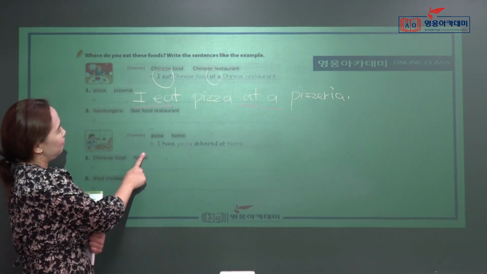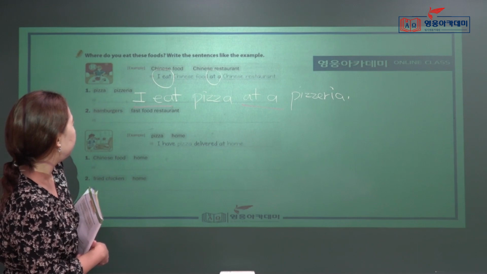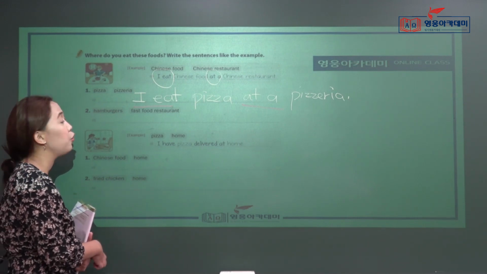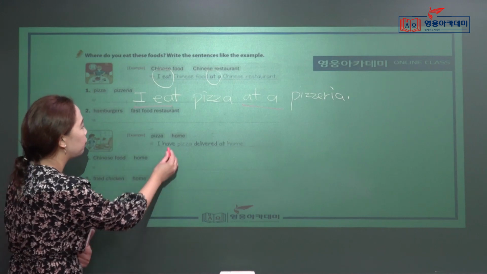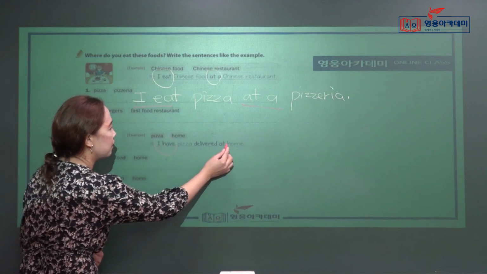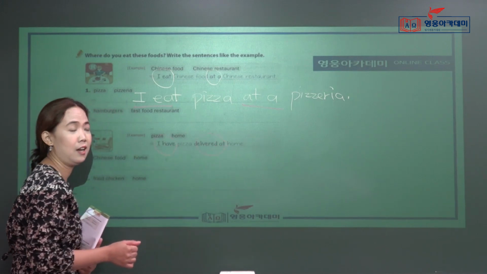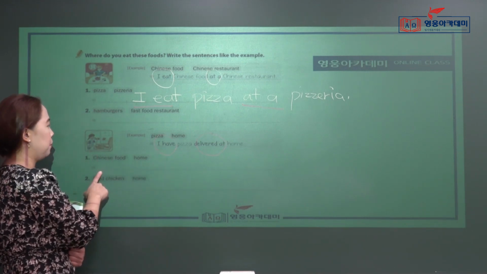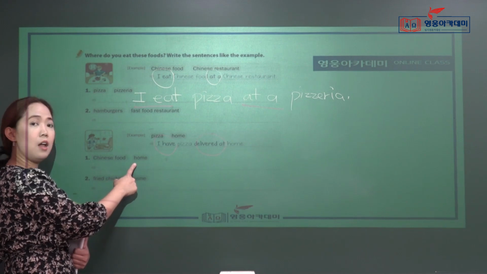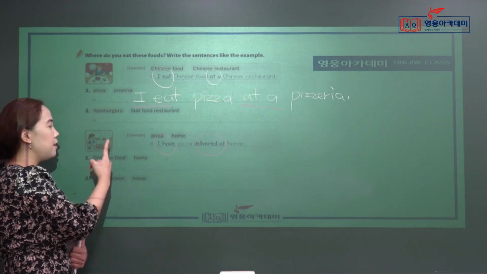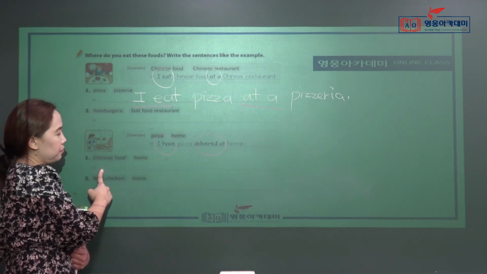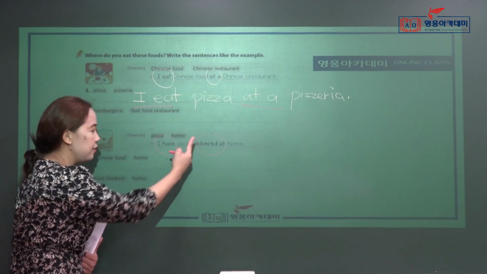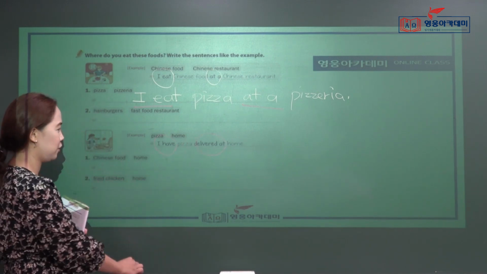Number 2. I have pizza delivered at home. So this is another instruction. This time you have to use I have and then delivered at. Okay? So the same thing, just add these 2 phrases to the example. Chinese food and then home. So how do we answer that? I have Chinese food delivered at home. That's right.